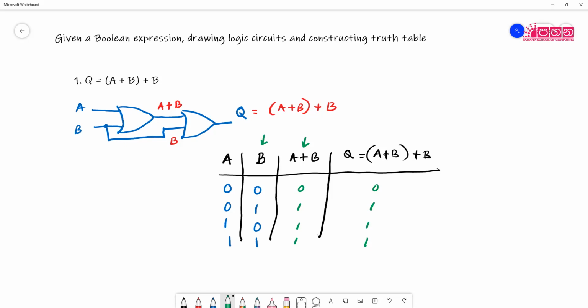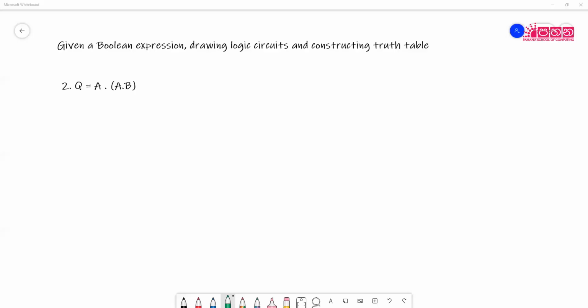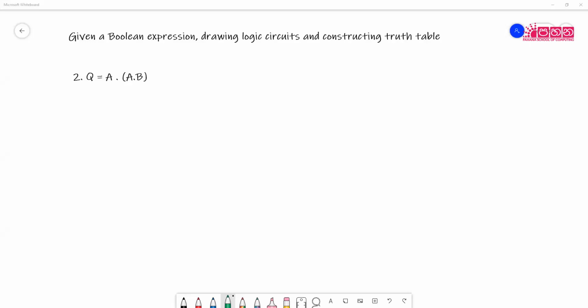Let's do another exercise. This is the second question. Let's look at Q equals A dot B. In question 2, we have to draw A dot B, which means we again have two inputs, A and B. So let me put A, B.